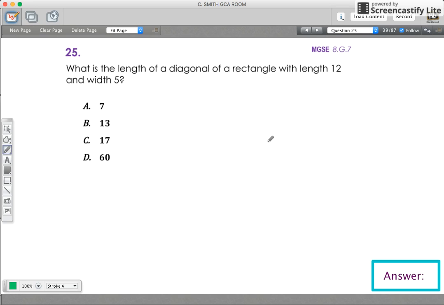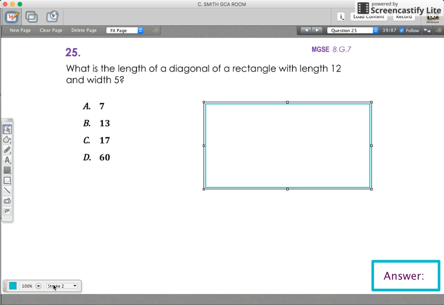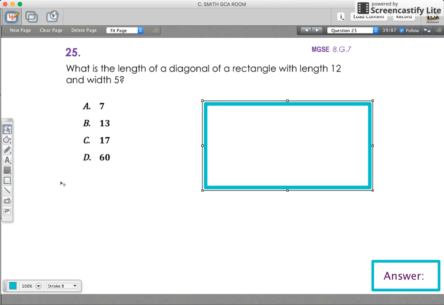Question 25 asks, what is the length of a diagonal of a rectangle with length 12 and width 5? In order to solve this problem, let's go ahead and build ourselves a rectangle. Let's make it a little thicker so we can see it better. All right, so here's our rectangle.